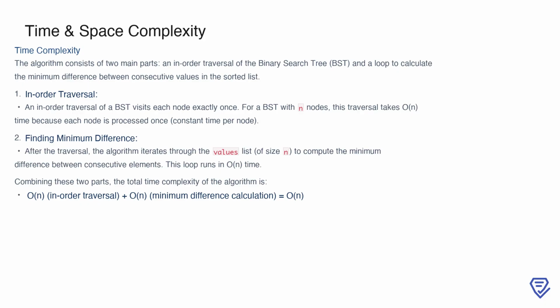Next, after the traversal, the algorithm iterates through the sorted list of values to compute the minimum difference between consecutive elements. This step also takes O(n) time since we are processing each of the n elements in a single pass. When we combine these two parts, the total time complexity becomes O(n) for the traversal plus O(n) for the minimum difference calculation, resulting in an overall time complexity of O(n).